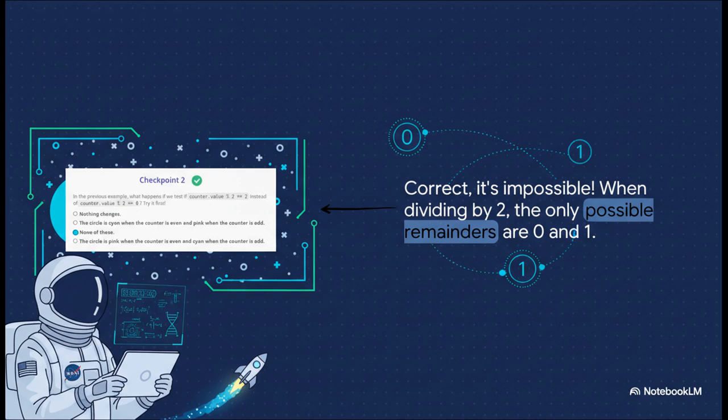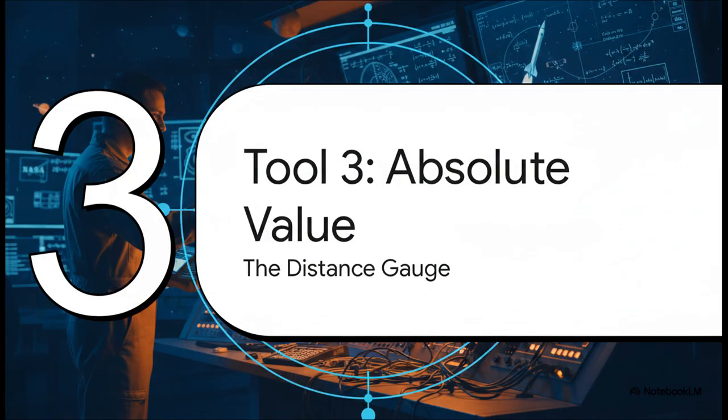That condition could never, ever be true. It's literally impossible. When you divide any whole number by 2, there are only 2 possible remainders: 0 if it's even, or 1 if it's odd. You can't have a remainder of 2. It's like trying to share cookies between 2 people and having 2 left over. That just means you didn't finish dividing them up yet. Okay, 2 tools down, 1 to go.